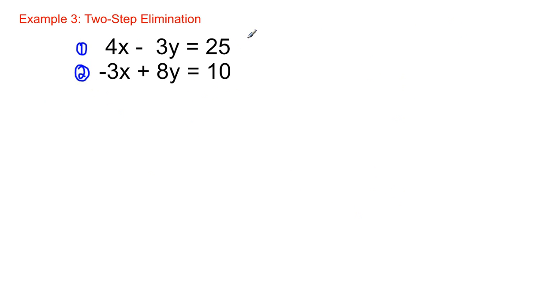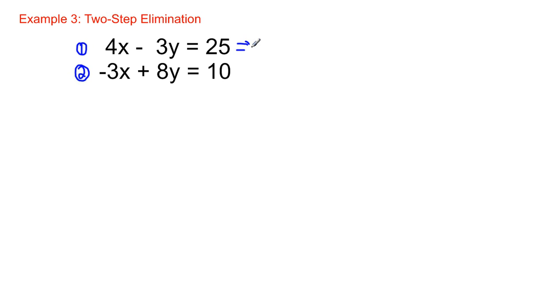Why not? Okay, so what I need to do is think of a number that I can multiply equation 1 by, and think of a different number that I can multiply equation 2 by, so that the coefficients of the y's are going to be equal to each other. So I look at these, and they are coprime, meaning that they have no factors in common. So what I actually have to do in this case is multiply the first equation by 8 and the second equation by 3. So I'm going to go ahead and do that.